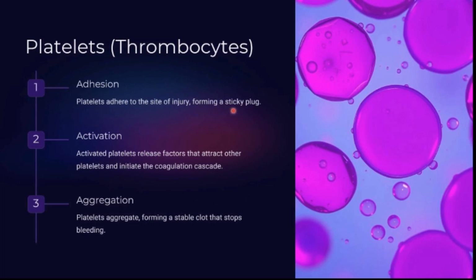So what is thrombocytopenia now? Low platelet counts can result from conditions like bone marrow failure, viral infections or autoimmune disorders, which lead to easy bruising or excessive bleeding. So thrombocytopenia is basically low platelet counts.